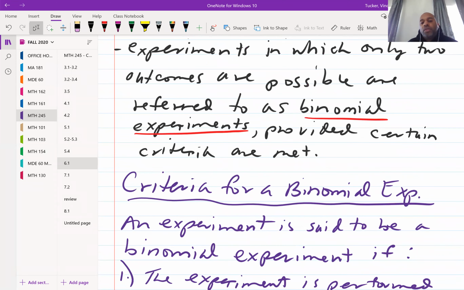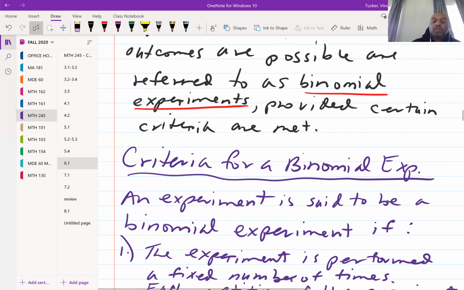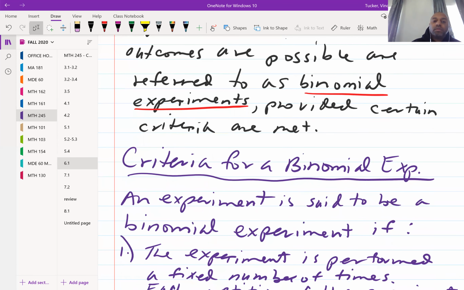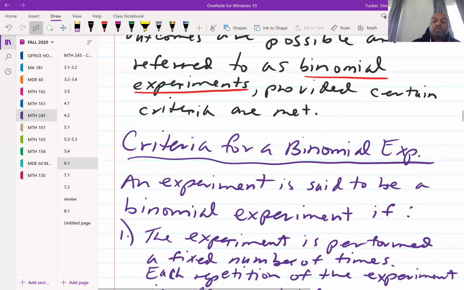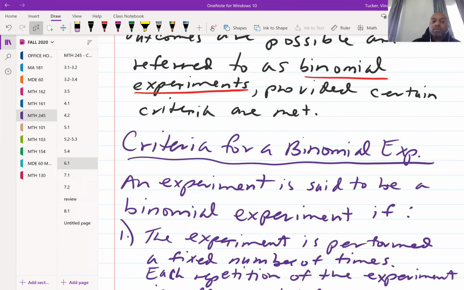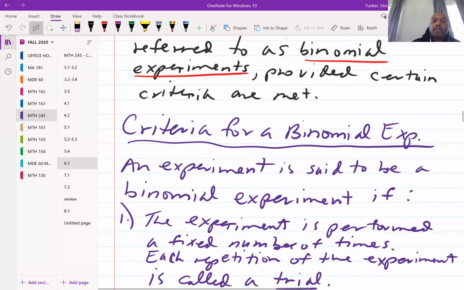All right, so criteria for a binomial experiment. An experiment is said to be a binomial experiment if, of course, I'm trying to make sure I don't go up too far. Give people a chance to write. Still on black.